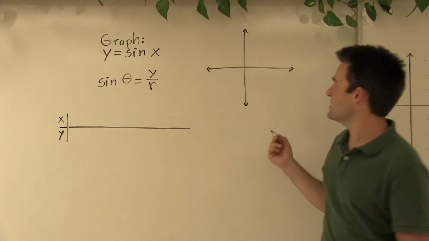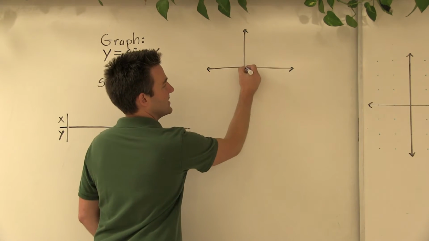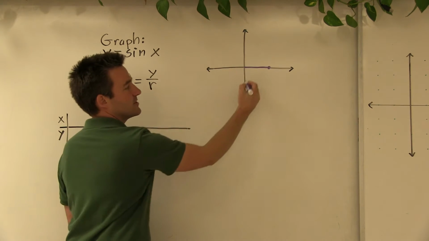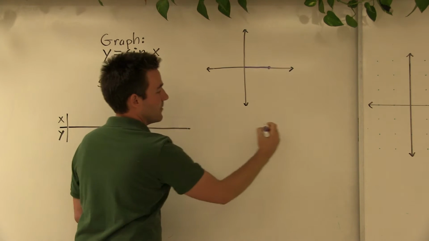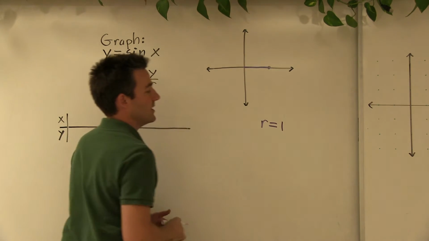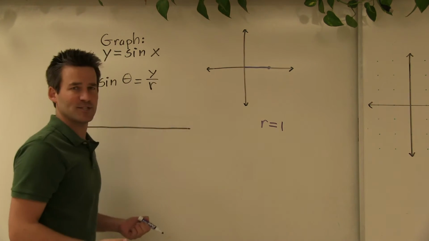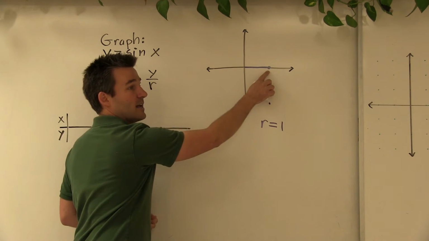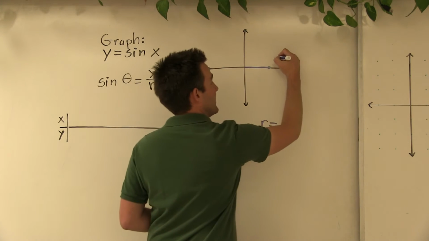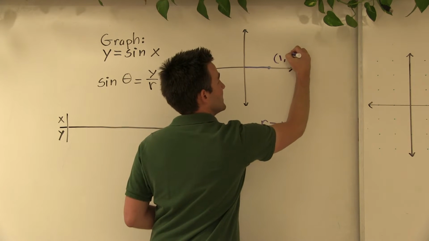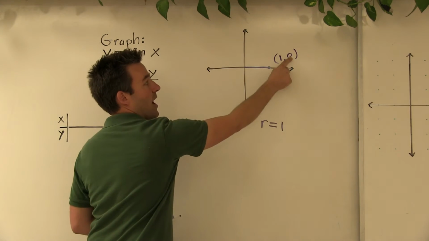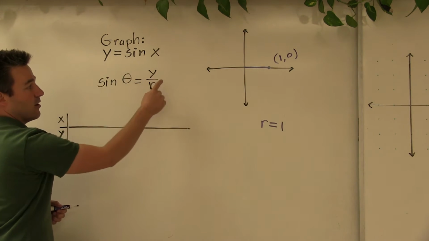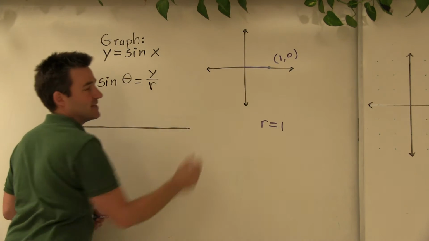First off, r is the measurement of this radius. Let's draw one right here. The length of this little segment is 1. So maybe right here I'm just going to write r equals 1, just so we remember the length of that segment I just drew is 1. If the length of that segment is 1, the coordinate of the point right here would be 1, 0. Since the y coordinate is 0 and r is 1, sine is 0 over 1 at that particular angle.